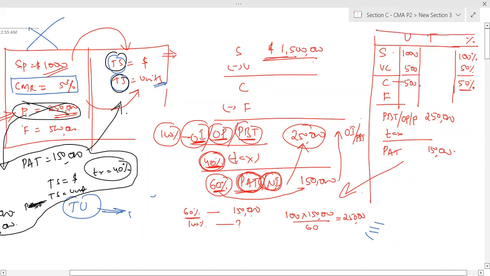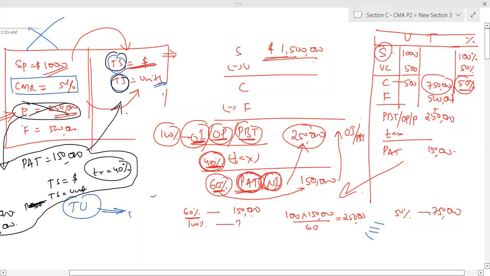How many units are we calculating? We don't know. Profit is already given, 250. What is the fixed cost? 500,000. So profit plus fixed cost is contribution. That is how much? 750,000. 50% is 750,000, correct. Variable cost is also 750,000. They are asking only sales in dollars.